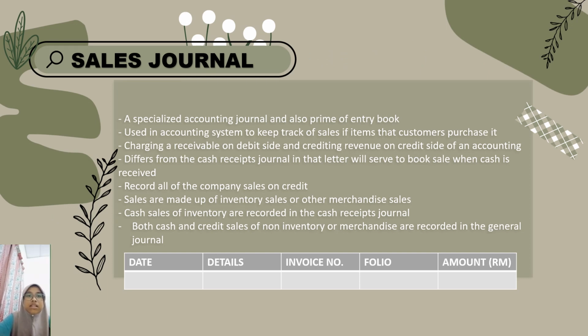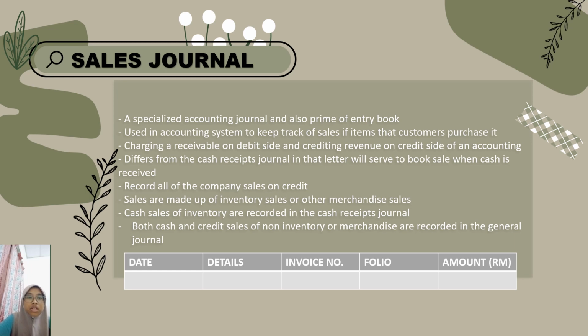Sales journal. Sales are total revenues from goods or services sold or provided to customers. Sales may be cash sales or credit sales. The sales journal is also a specialized accounting journal and a book of prime entry. It is used in the accounting system to keep track of sales of items that customers purchase.